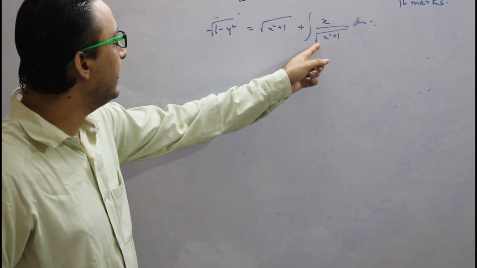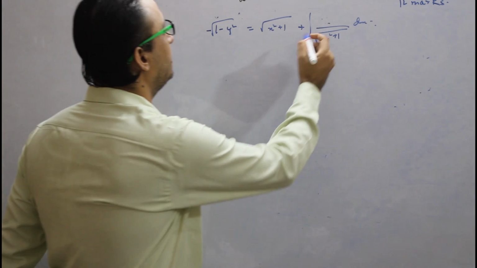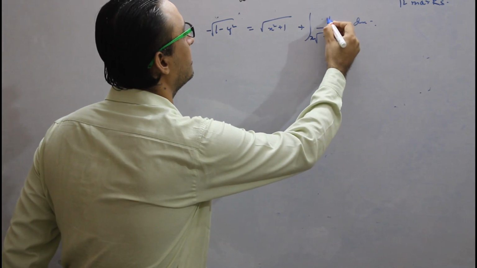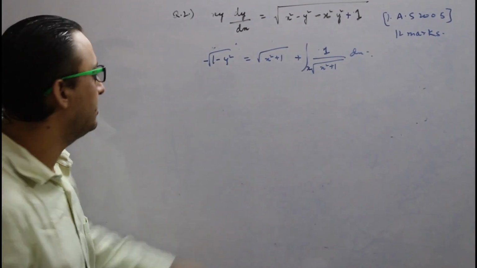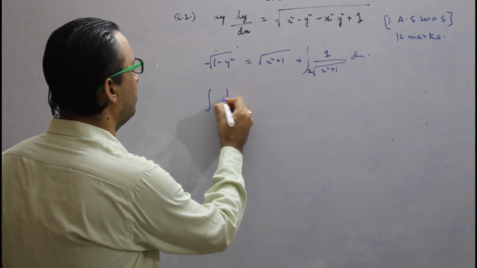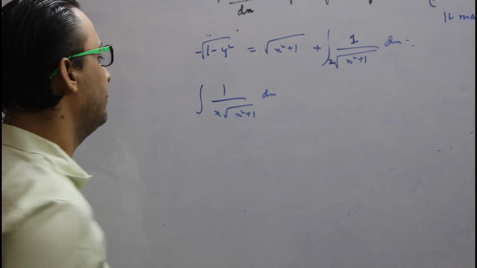There is a slight mistake over here. While copying, I put x into the numerator. It was actually in the denominator. So I have to find this standalone integral, that is integral of 1 by x under root x square plus 1 dx.